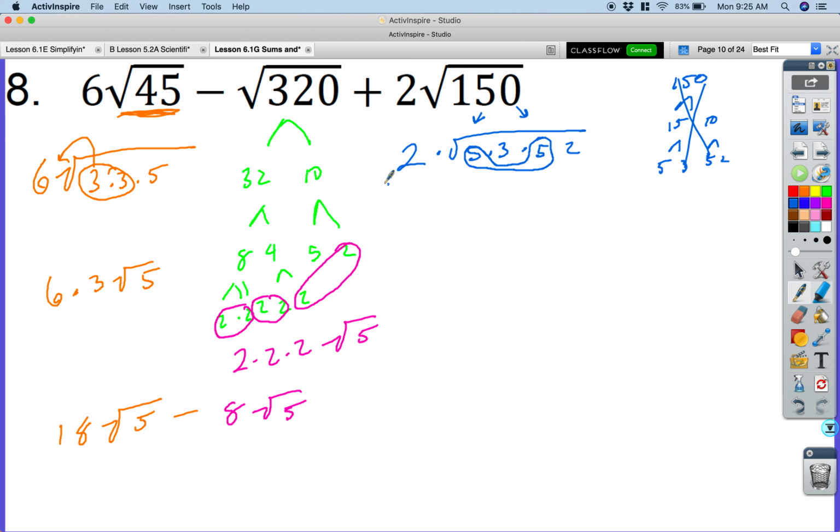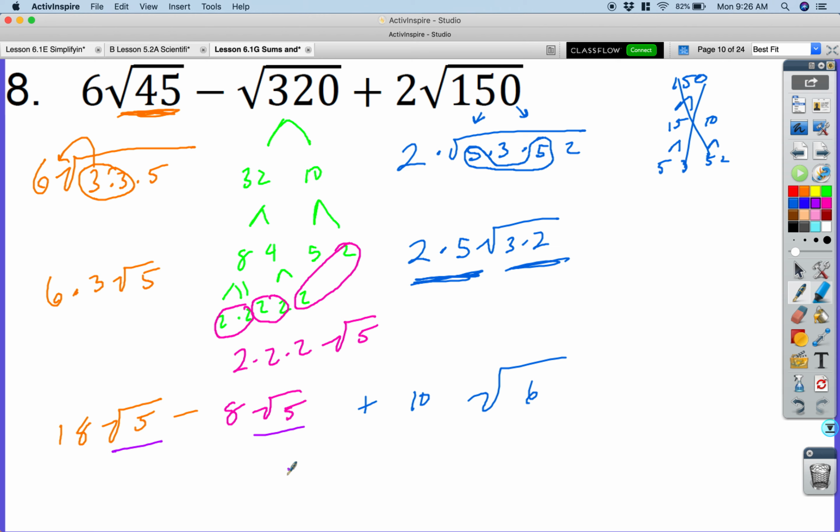So that means I have this 2 already outside the square root times the 5 I'm bringing out, and then I have the 3 times 2 left inside the square root. Remember, you multiply what's outside with outside, which is 10, and you multiply inside with inside, which is 6. All right, here, now guys, I can only add and subtract things that have the same square root. So when I look at these, the only things that have the same one is radical 5 and radical 5. 18 minus 8 is 10, and I keep the radical 5, plus I'm going to have 10 with the radical 6 left over. All right, cool.